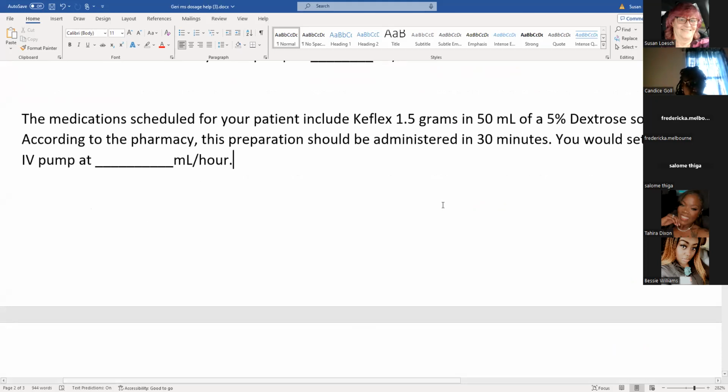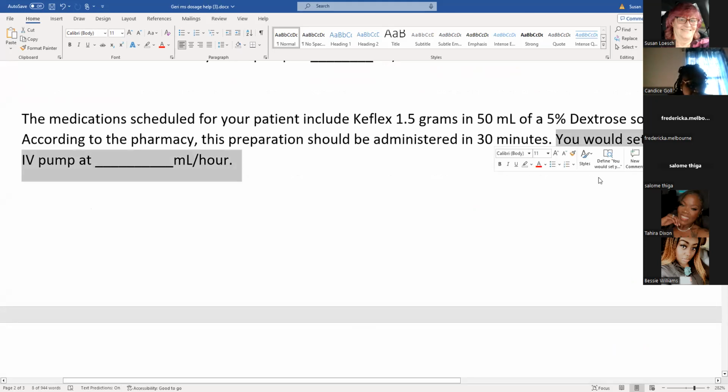Now, what's different about this one and the other ones you've been doing? What's this asking you at the end of the statement? It's asking you what you would set your pump to in mLs per hour. What's different about this one versus the other ones that you did? What is this statement missing?